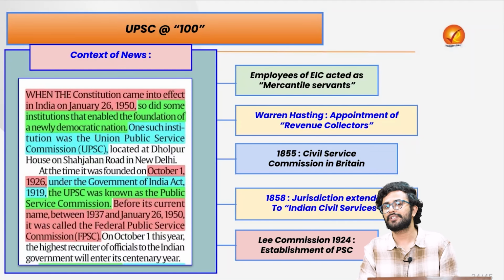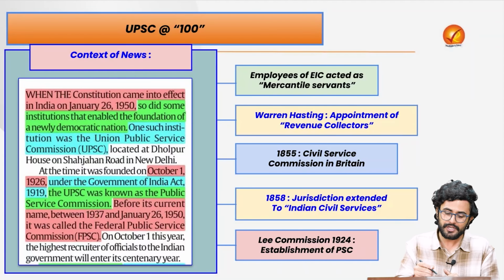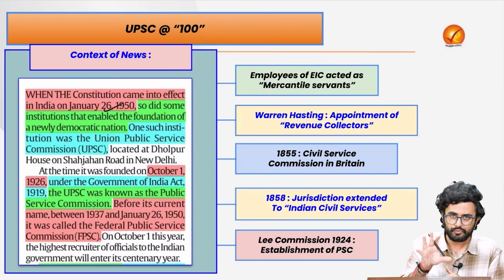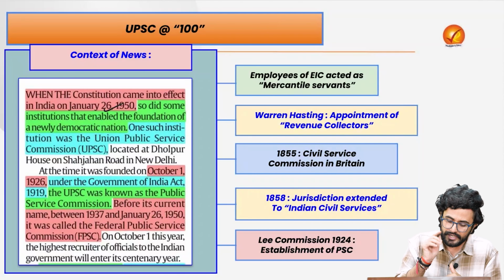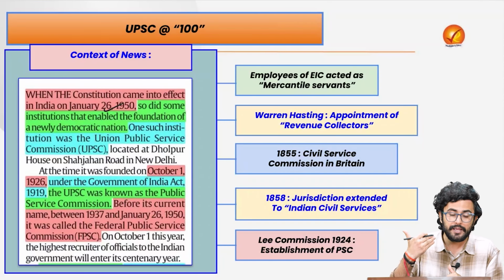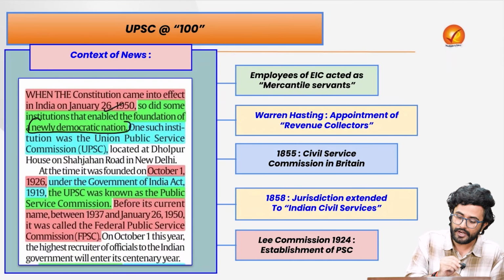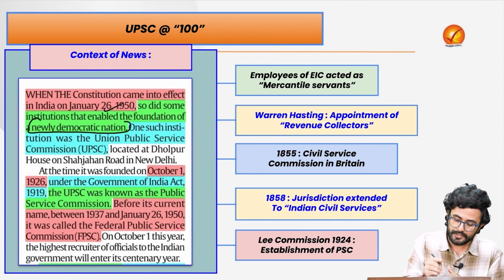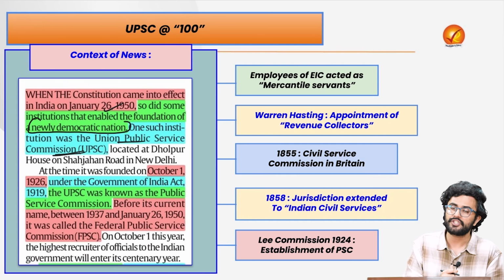What is the context of the news? So when our constitution came into effect in India on 26th of January 1950, so did some institutions that actually enabled the foundation of a newly democratic nation. One such institution was the Union Public Service Commission.